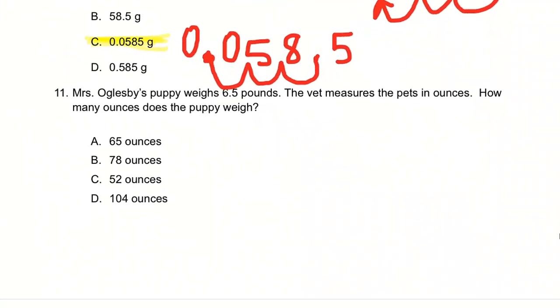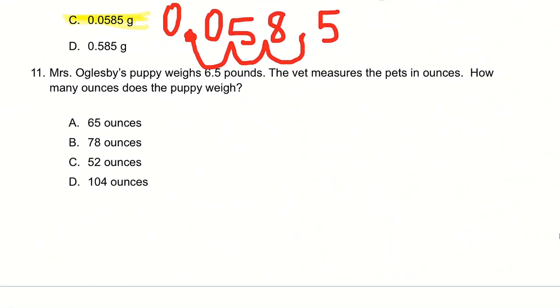Okay, next number. Miss O, what's your problem? Miss O's puppy weighs 6.5 pounds. The vet measures the pets in ounces. How many ounces does the puppy weigh? So we're talking about pounds and we're talking about ounces. So this time I'm not going to use my King Henry because it's not metric, it's customary. But I know the strategy for this is UKS.